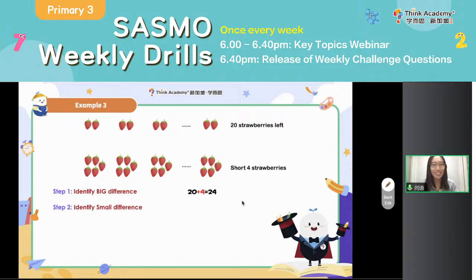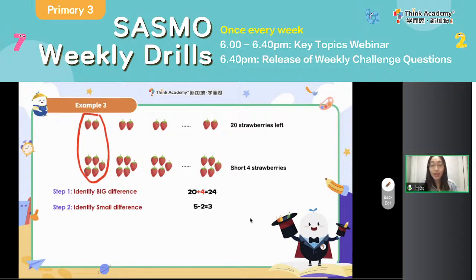Do you still remember what the small difference is? Correct. The small difference is just to compare the group. For one group, in the first scenario there are 2 strawberries, and in the second scenario there are 5 strawberries. So what is the small difference? Excellent. 5 minus 2, that is 3.